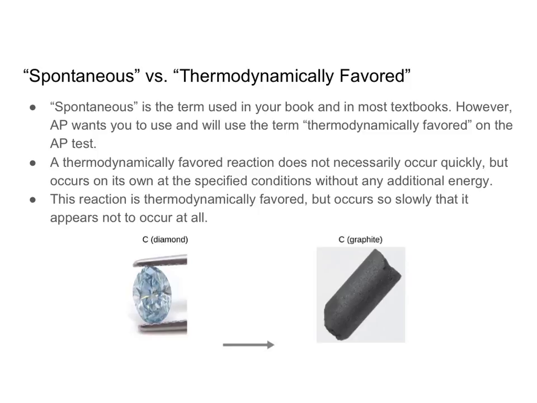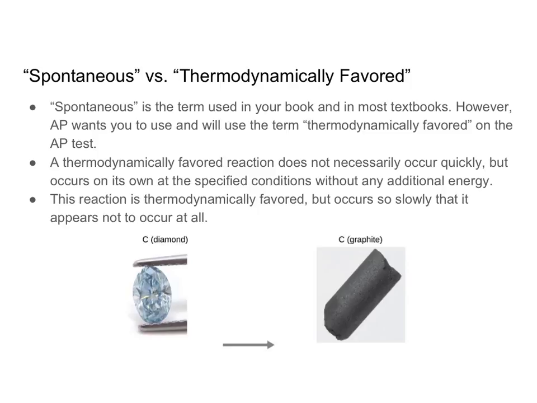Okay, now, a thermodynamically favored reaction does not necessarily need to happen fast, but it can, as long as it occurs on its own at specified conditions without adding any additional energy. The reaction below is thermodynamically favored, but it occurs so slowly that it doesn't appear to happen at all. So what I'm telling you is that over time, diamond will eventually change to graphite. That's a thing that's going to happen.